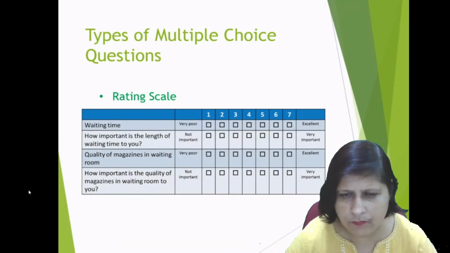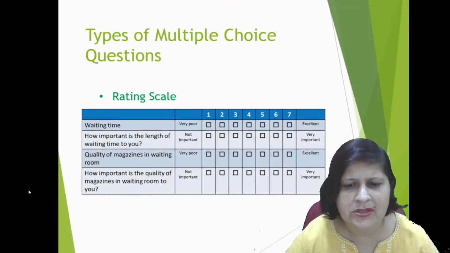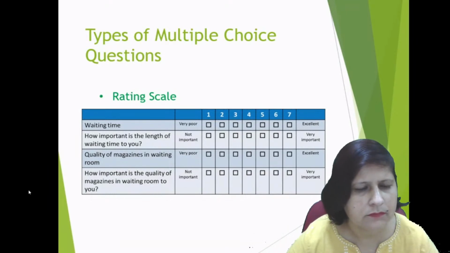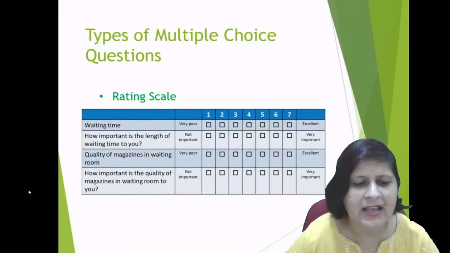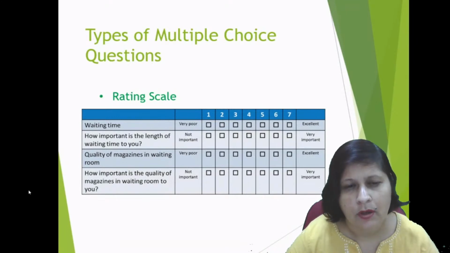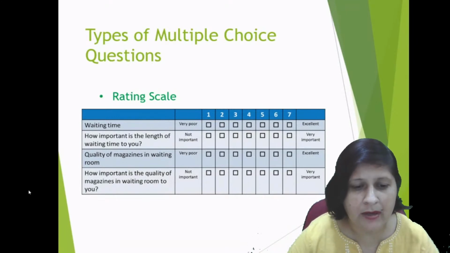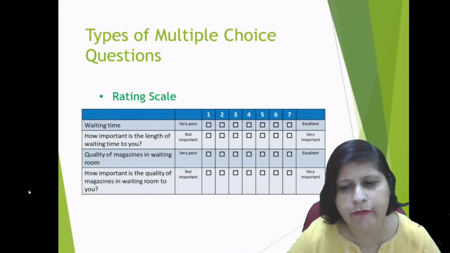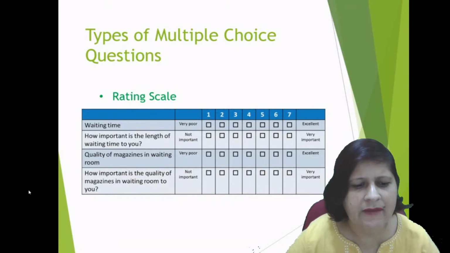Waiting time was, suppose I chose 4. It means neutral. How important is the length of waiting time to you? It is very important for me. The length of the waiting time is very important for me. So suppose I have chosen 7.